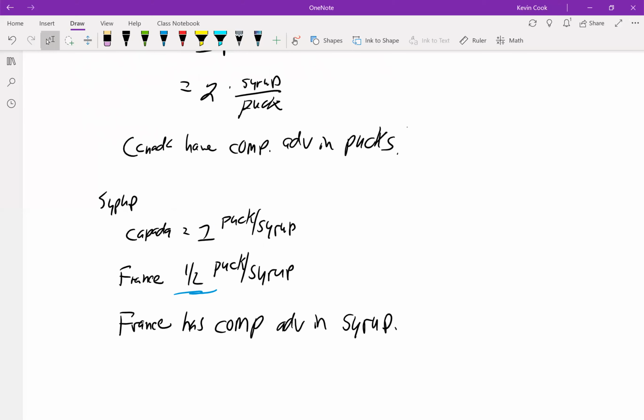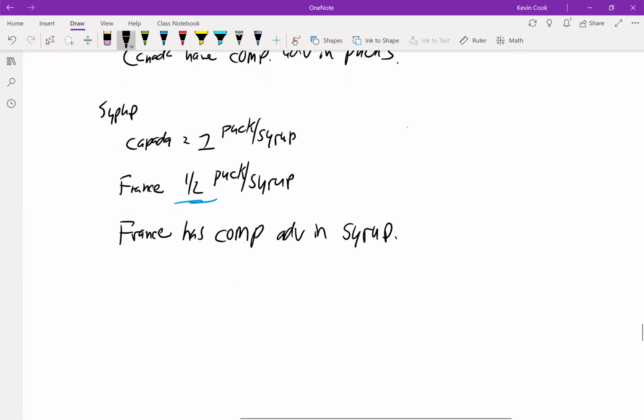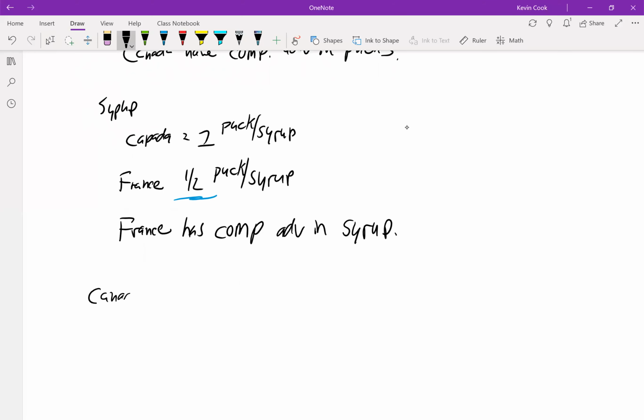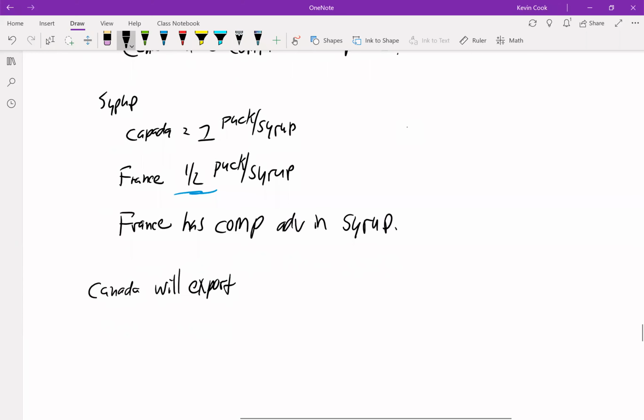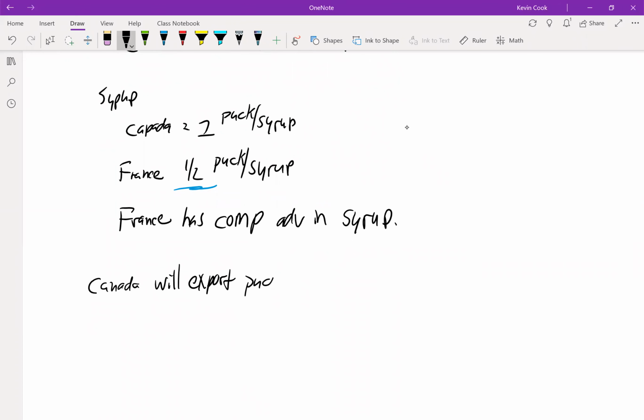And now we have our comparative advantages. So with this, we'll expect Canada will export pucks, and France will export syrup. And again, I'm going to stick with 100 like we did a little while ago because it's a nice number to work with.